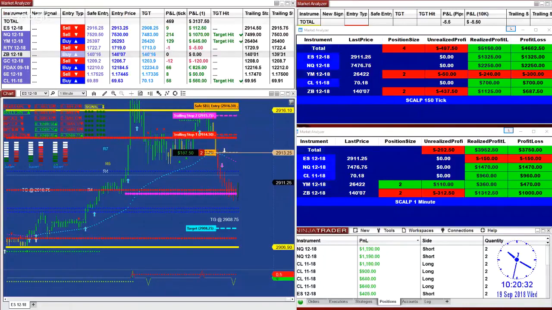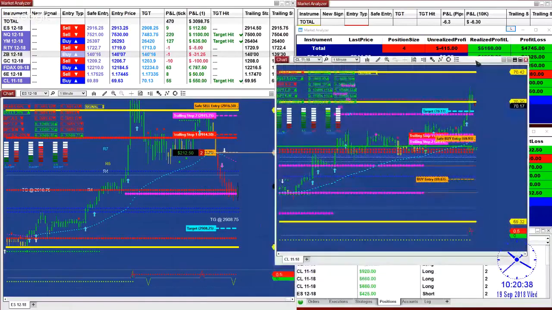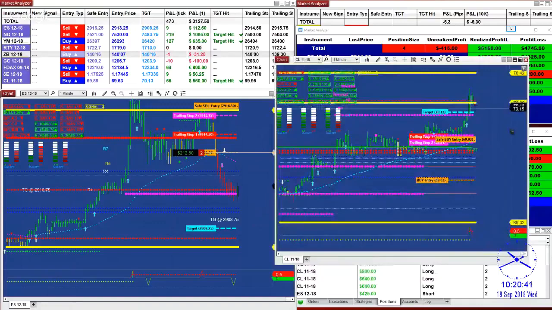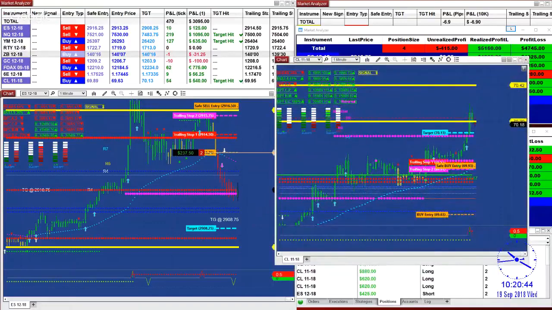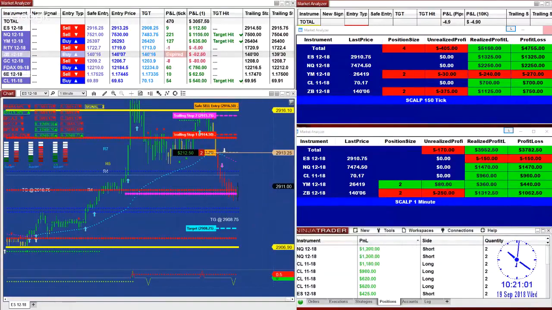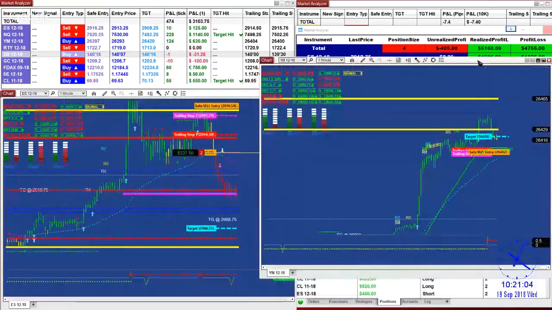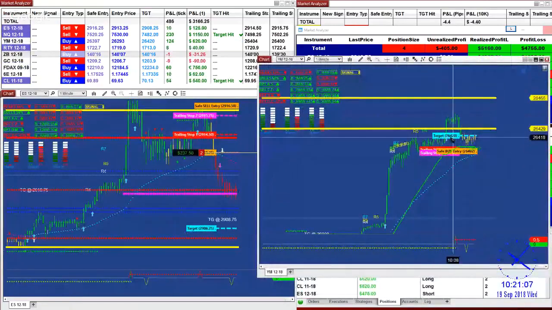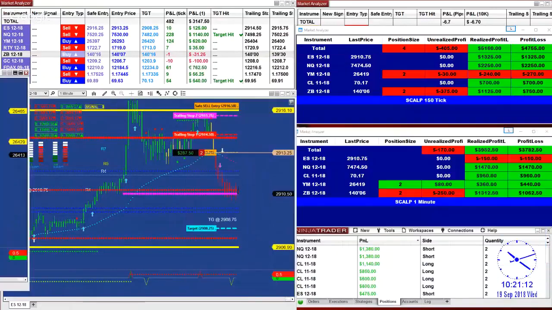Let me see if we can find any trade. The target on the CL has already been hit, and let me see if I can find a reversal on the CL. But the target is already hit and way above the target, so there is nothing we can do. ES, we are already running. The YM has already hit the target. It's finished. We are waiting on a new signal.